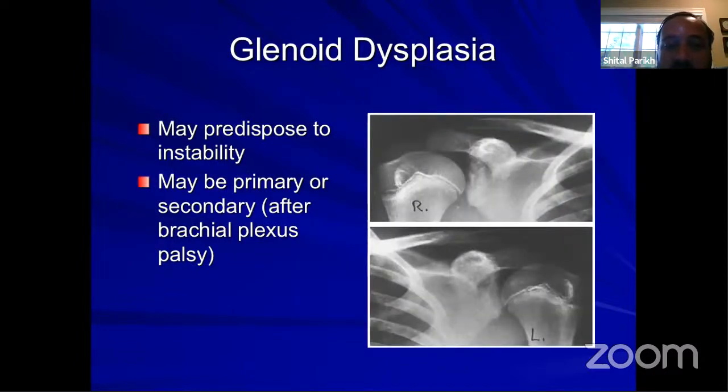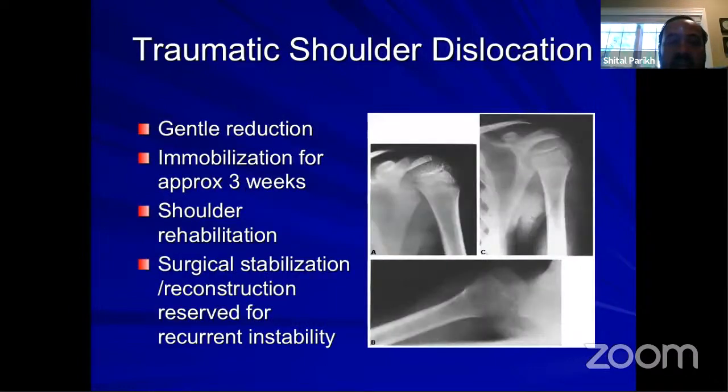Glenoid dysplasia may predispose to instability, though we need to recognize it. We are not doing any treatment except when it comes to brachial plexus palsy. You can do some treatment with glenoid osteotomies, but this is not a trauma case. As far as dislocation, we mentioned rehabilitation and immobilization, especially in younger patients, but surgical stabilization would be my preferred treatment after about 13 to 14 years of age.